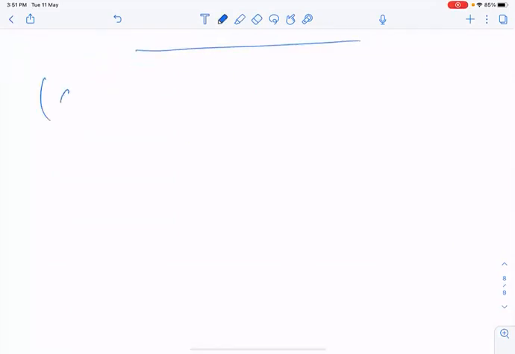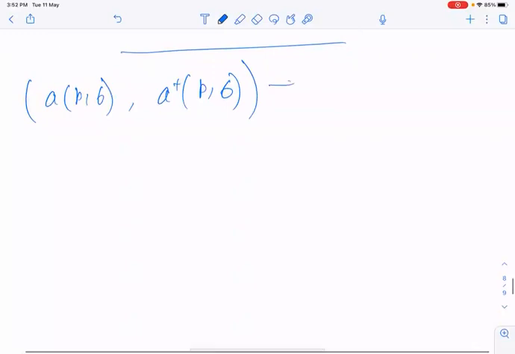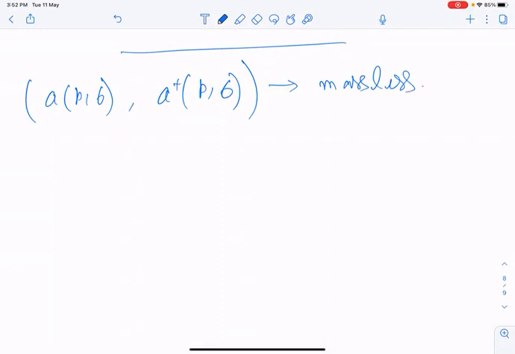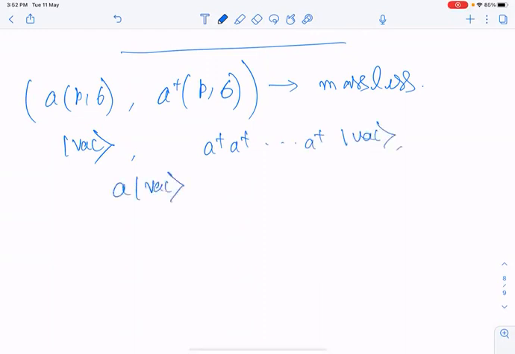So you start with the creation and annihilation operators for the massless particles. Now the masslessness is extremely important here. Then you construct a free theory in the Fock space. So you have the vacuum, and then you have the states, and then a acting on the vacuum is 0.